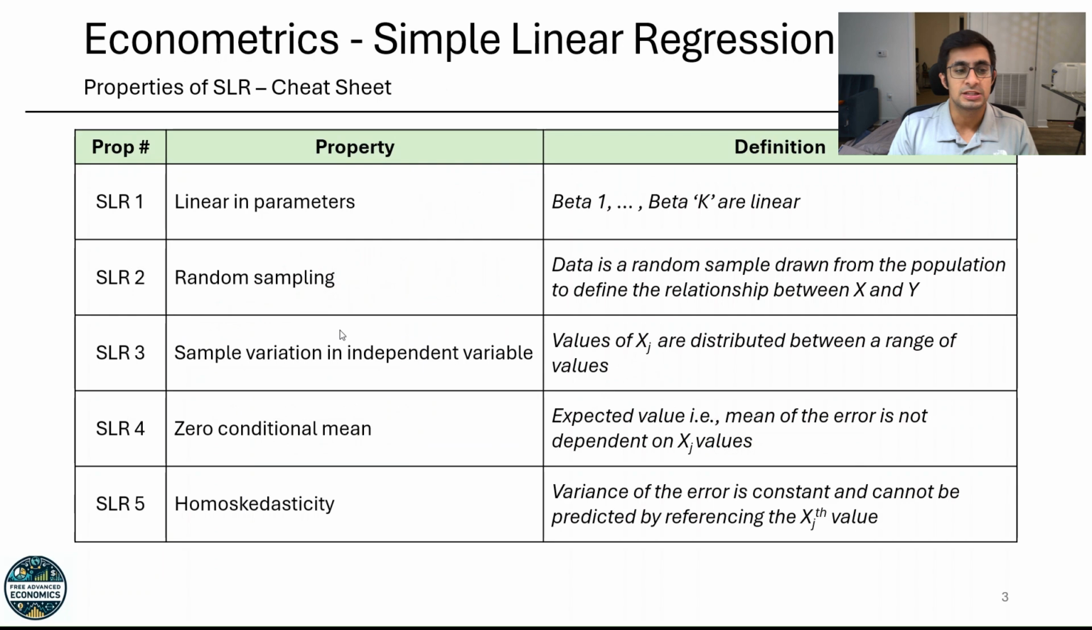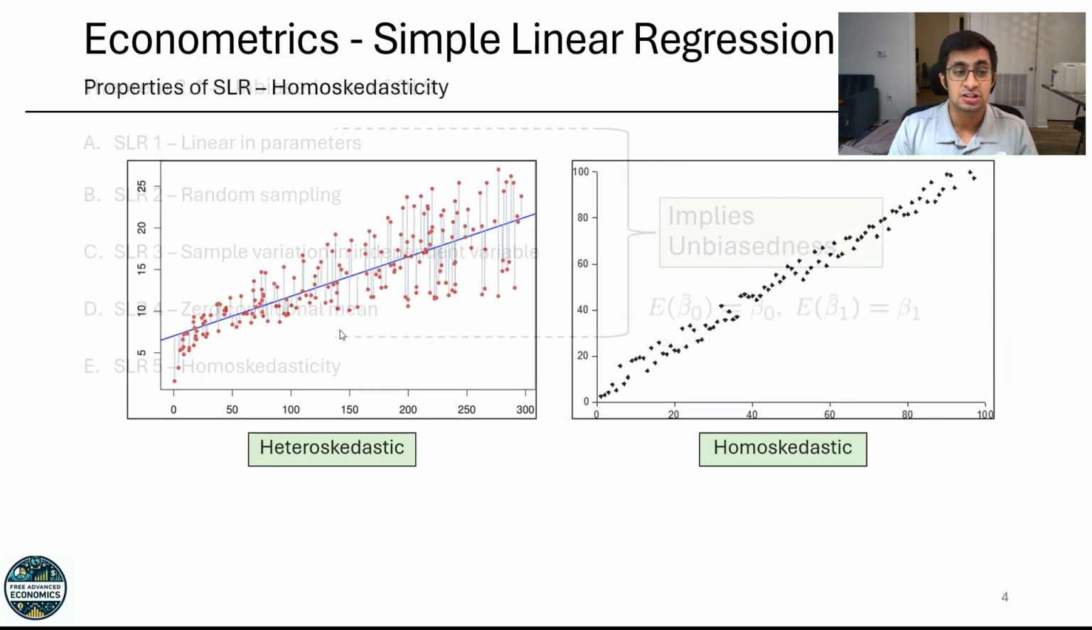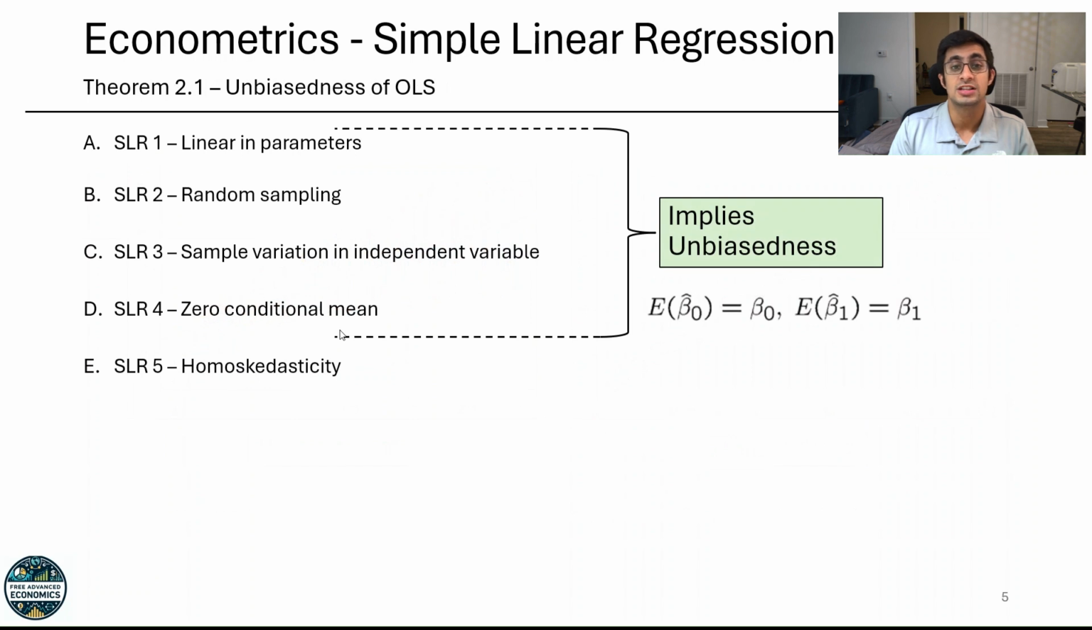Now, these are all the properties that we have for SLR. However, now their application comes in the form of understanding what is unbiased. Now, if you remember the last lesson, we talked about what is unbiased. Here's where we apply. When you have properties 1 through 4, linear in parameters, random sampling, variation in the independent variable, and zero conditional mean satisfied, it means that your OLS estimators are unbiased.